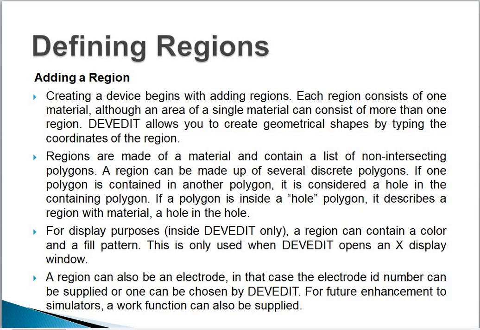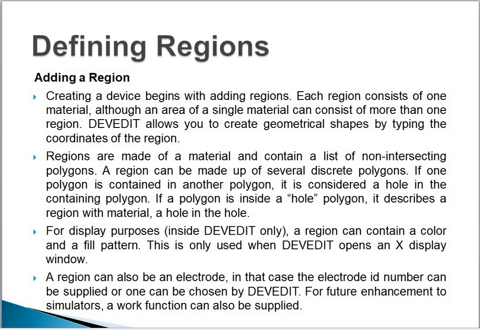For display purposes, a region can contain a color and a fill pattern also. With the help of a generic parameter, I will define the color of the region and the fill pattern of the region also. This is only used when DevEdit opens an X display window.